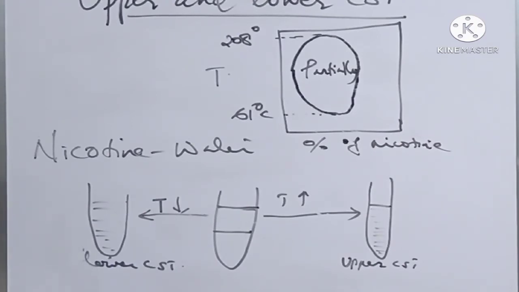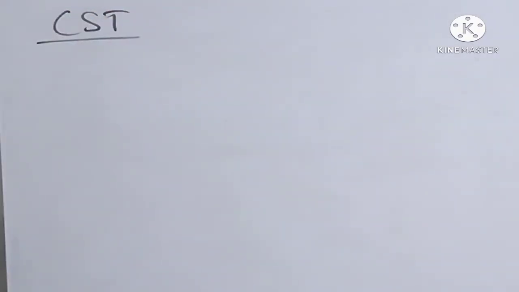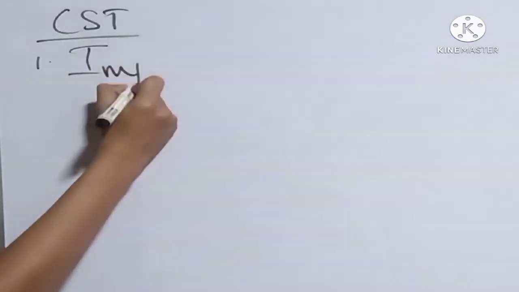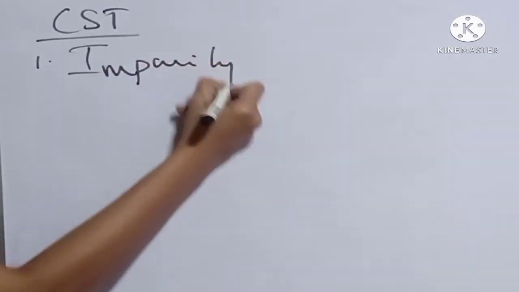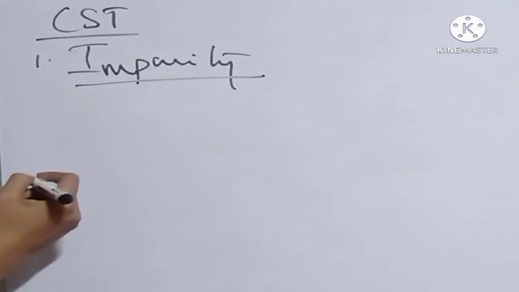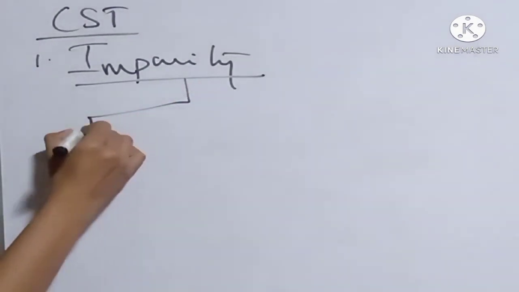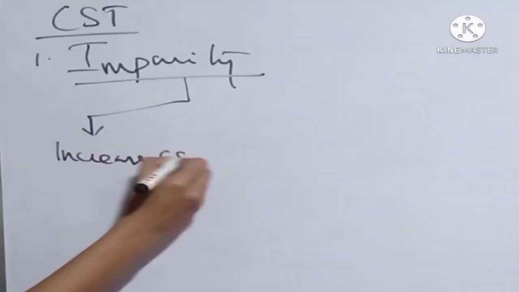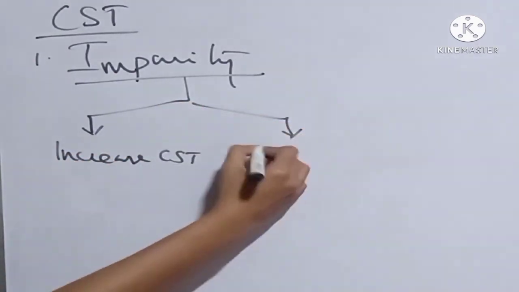completely miscible liquids. So now we have to know, is there any other factor which influences the critical solution temperature of binary liquids? An important factor which influences the critical solution temperature is the presence of impurity in these partially miscible liquids. So the presence of impurity either increases CST or decreases CST.